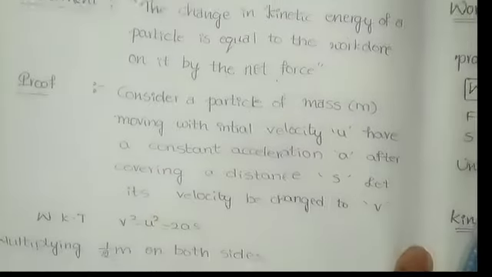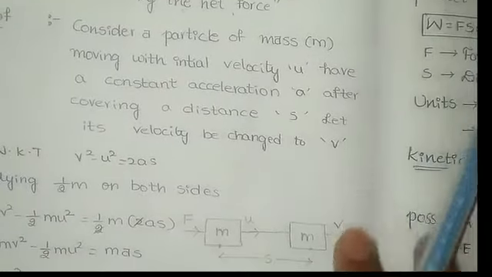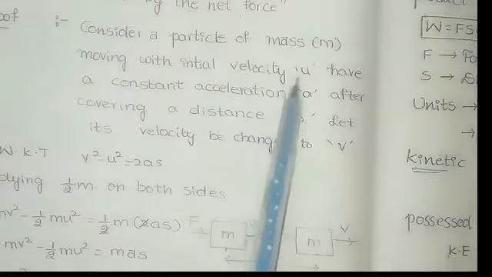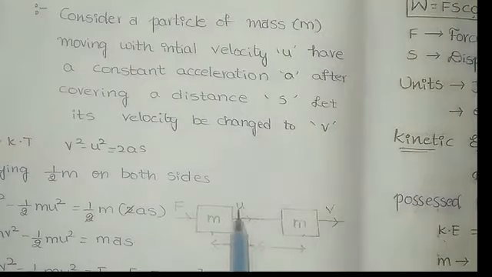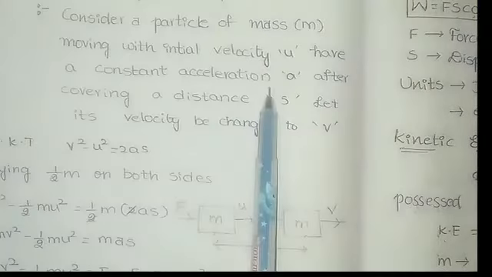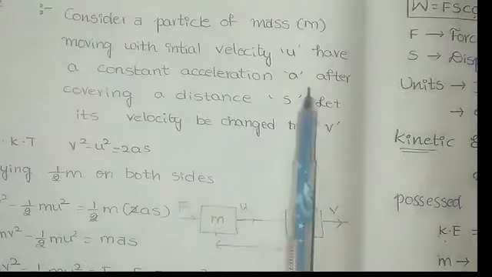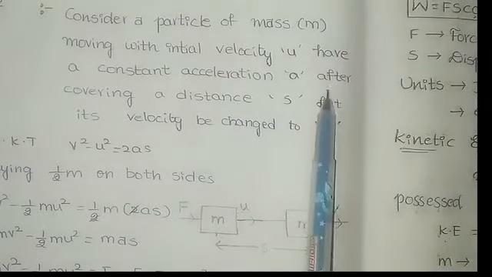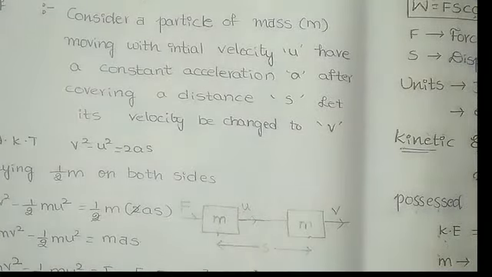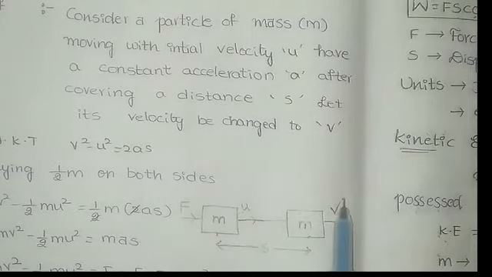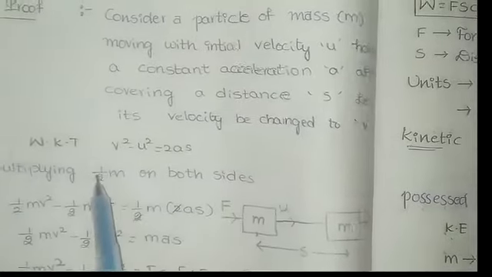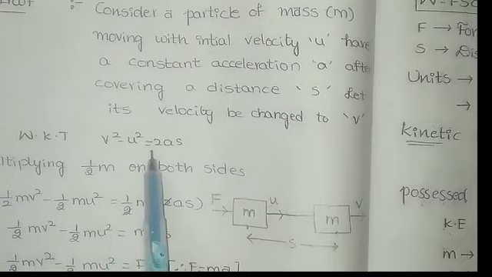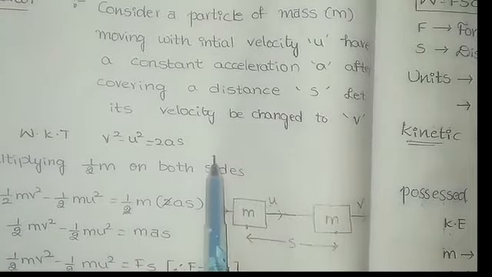Proof. Let us consider a particle of mass m moving with initial velocity u and a constant acceleration. So, without changing its acceleration, it is moving constantly. After covering a distance s, the velocity has changed to v. From the kinematic equations, we know that v squared minus u squared is equal to 2as.